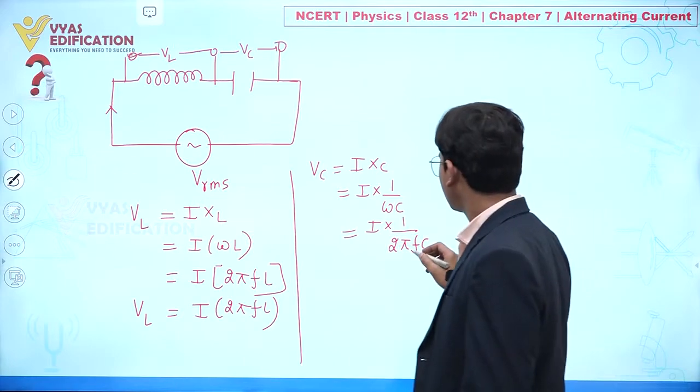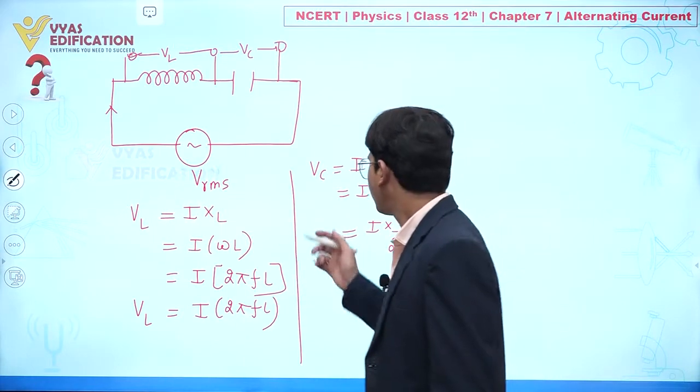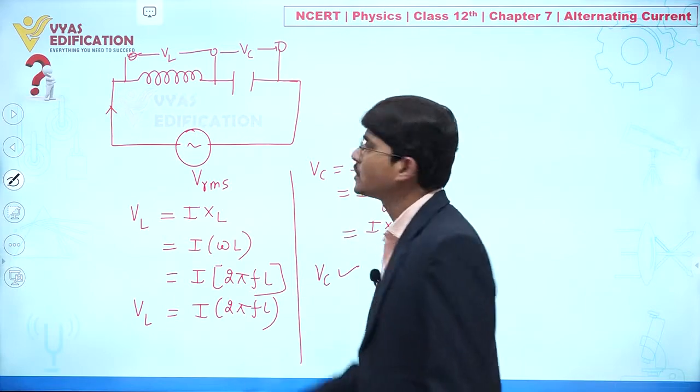So from here you can say, if we have a certain value of C, definitely we are getting a voltage across the capacitor also, clear?